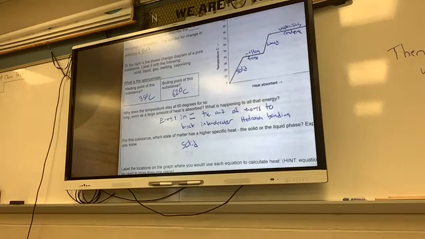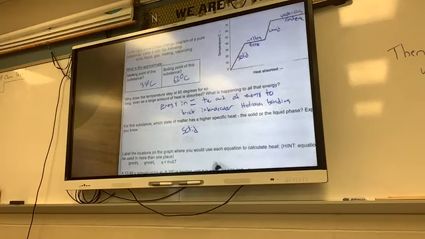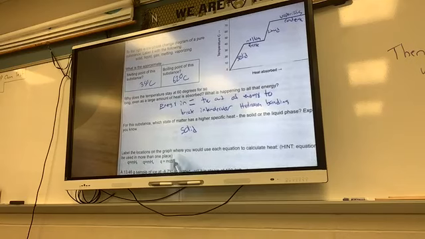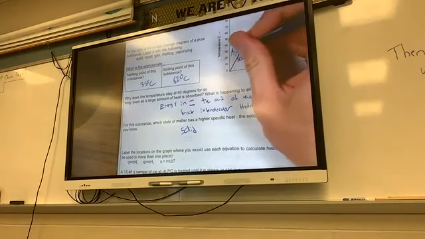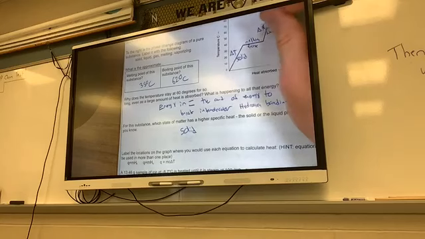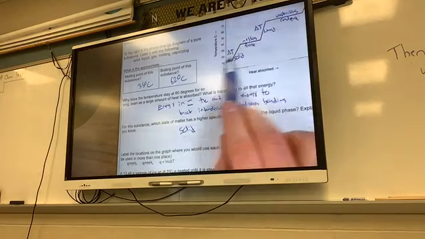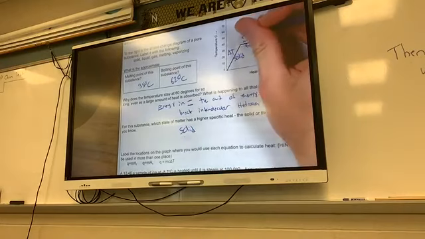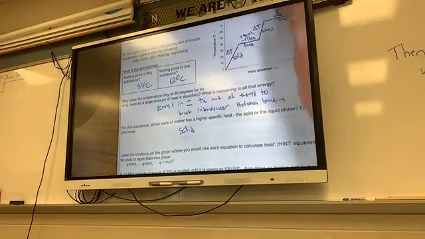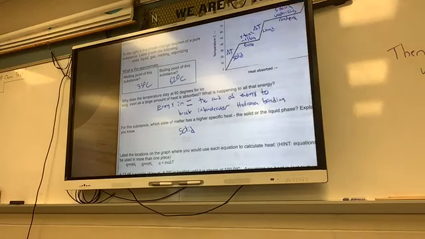Label the equation locations on the graph where you would use this equation to calculate heat. Q equals SMAT. That's going to be triangle T, right? Triangle T. And where it's flat, the way I taught this, it's stoic, right? Stoic, because stoic goes left to right.